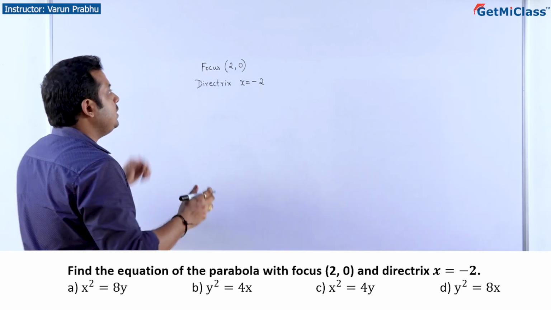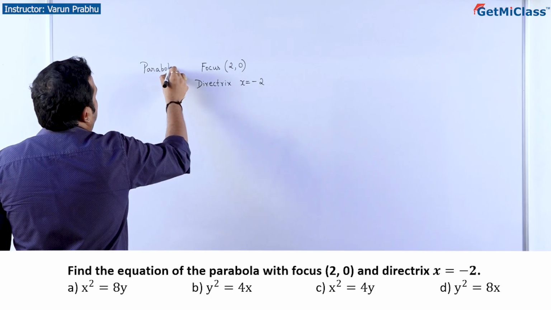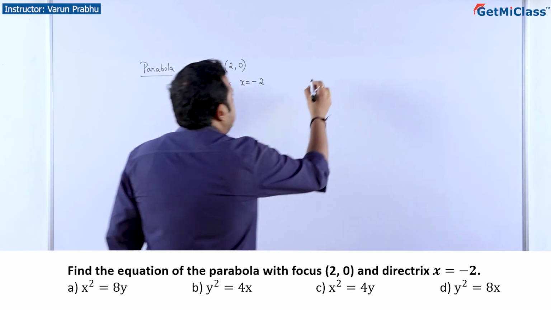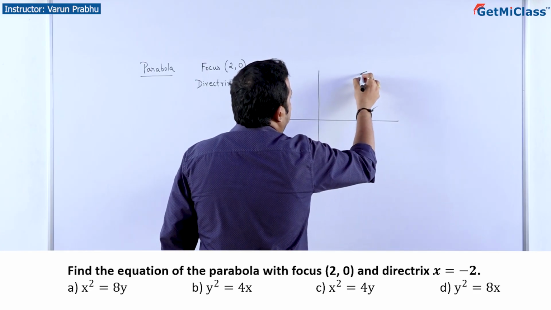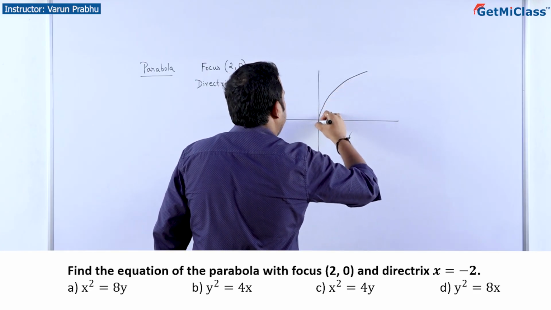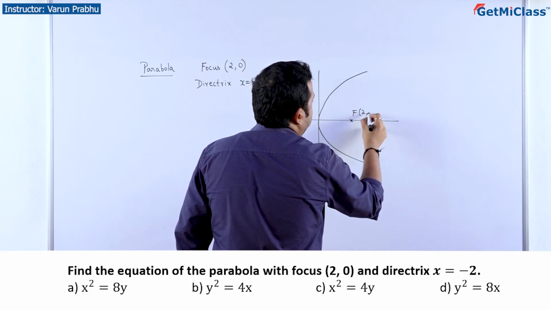The question is asking what is the equation of the parabola. Now we are talking of a parabola. The focus is at (2, 0). We'll try to draw a sketch and see. The focus is at the point (2, 0), lying on the x-axis.